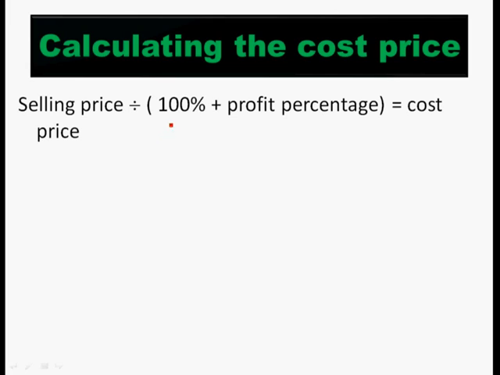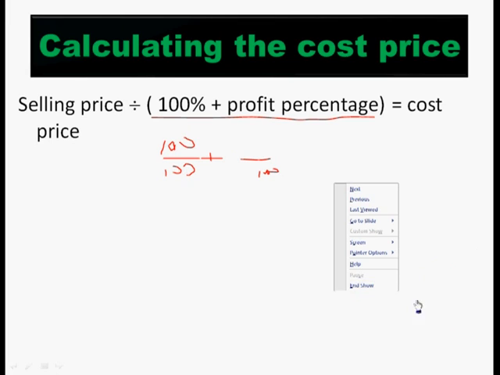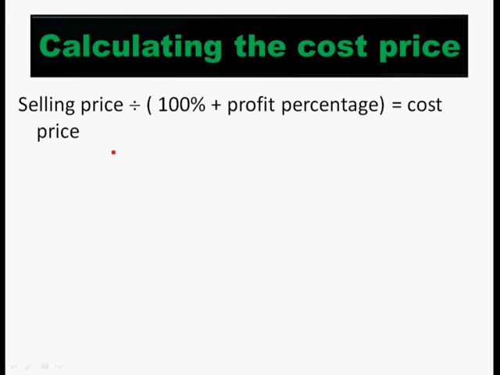We're going to divide it by 100% plus profit percentage. But guess what? Work this part first because it is in the what? Brackets. So we're going to add 100% to the profit percentage. Meaning that 100 over 100 plus whatever the profit percentage is over 100. You understand? Good. Now, after you work this out first, then you're going to divide the selling price by that answer and you get your cost price.